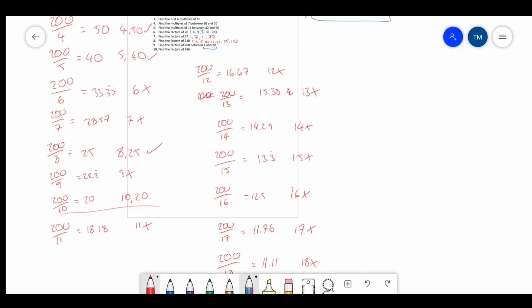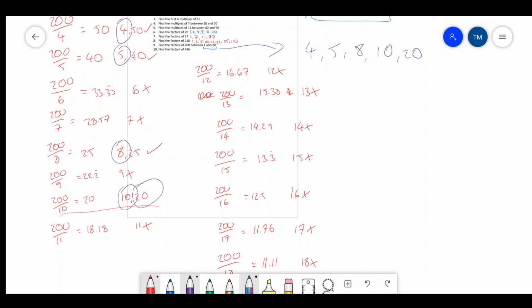There we go. So if we're looking at our results, we only want the factors between 4 and 20. So that means that when we look at our results, 4, 5, 8, 10, and 20 are our factors. So for number 9, our result is simply 4, 5, 8, 10, and 20.